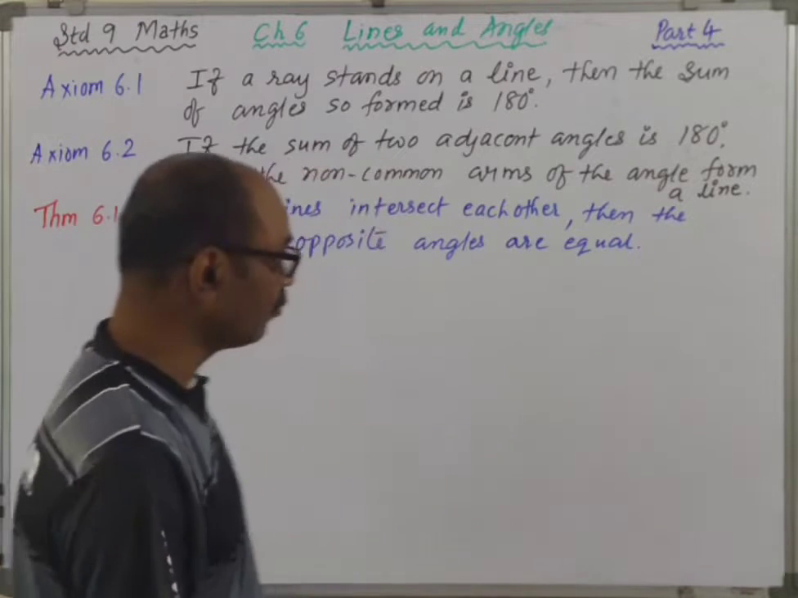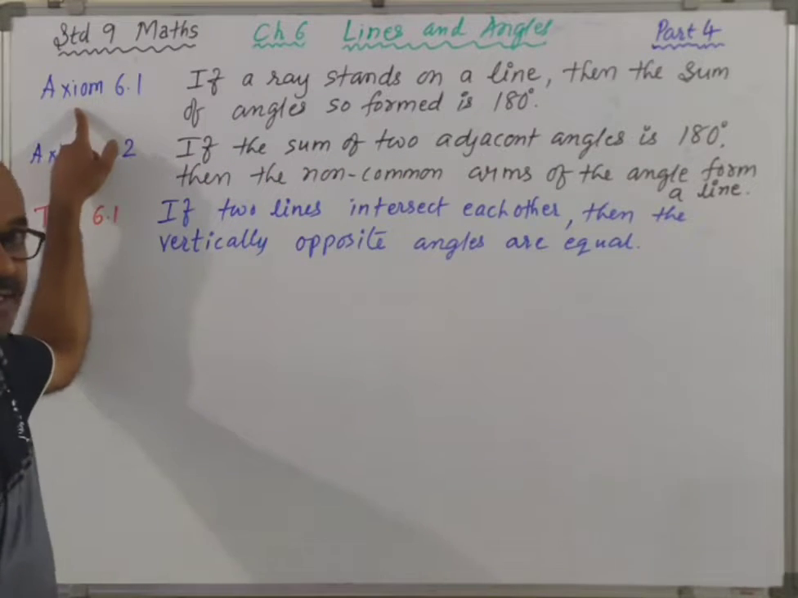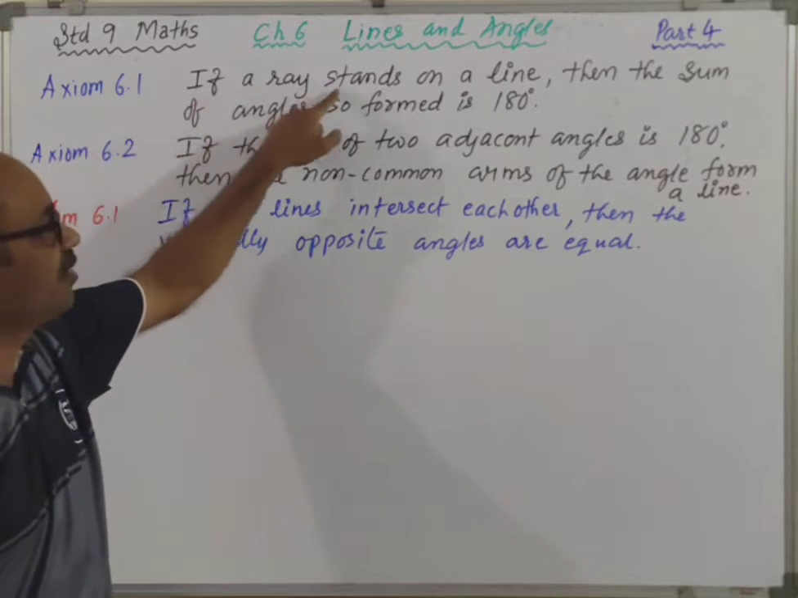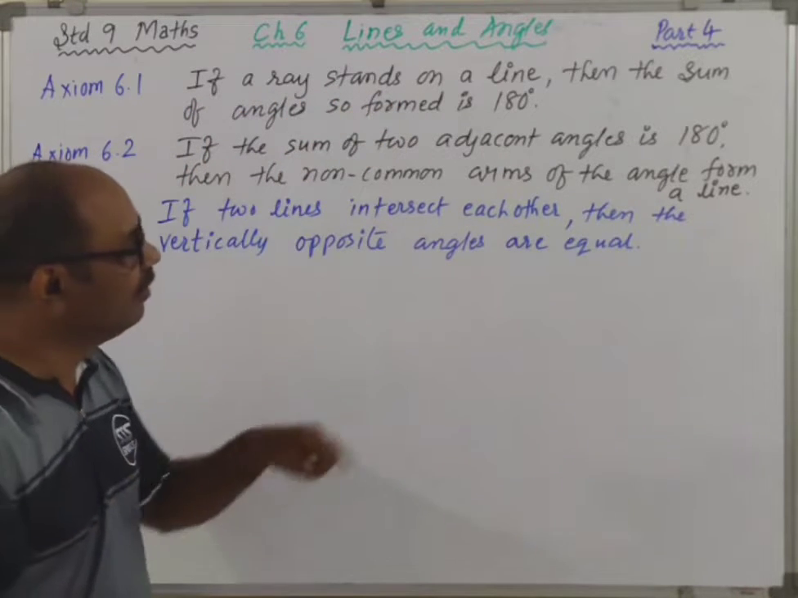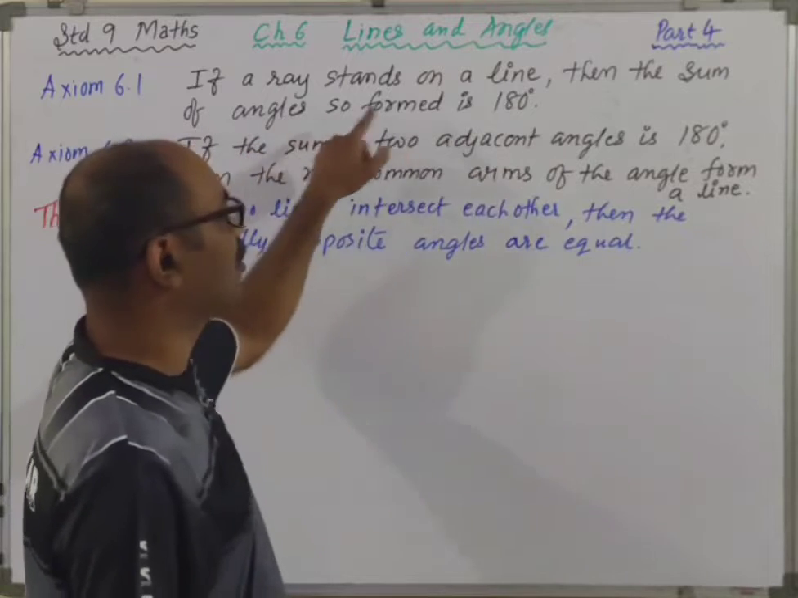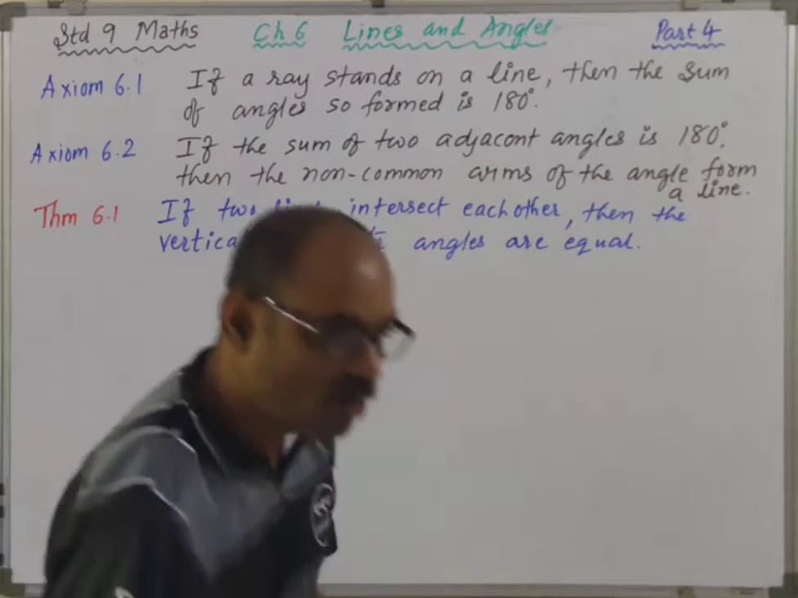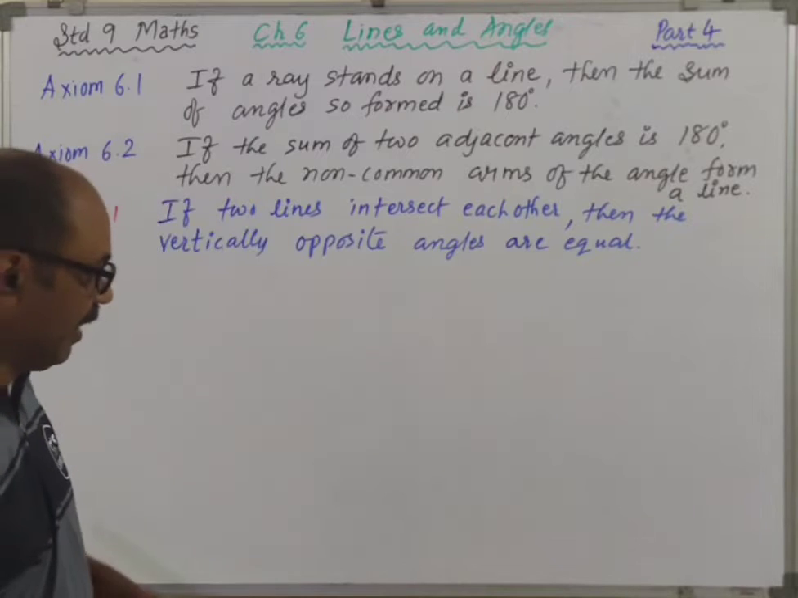Here is the first axiom, axiom 6.1. If a ray stands on a line, then the sum of angles so formed is 180 degree. Now what does that mean? Please pay attention.